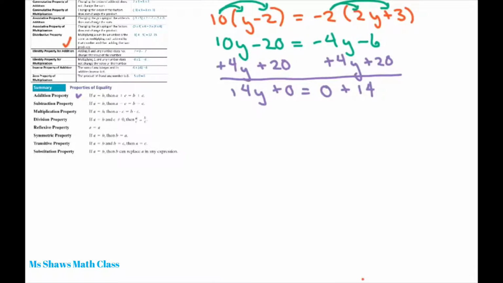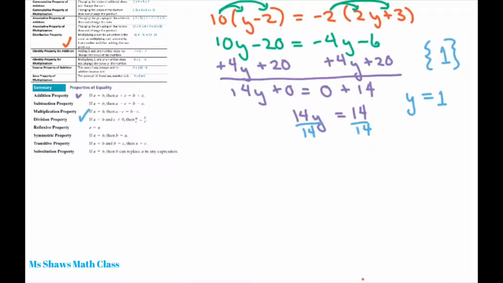So what we end up getting is 14y equals 14, and we use our division property and divide both sides by 14, and that gives us both ones. 1 times y is just y, so we get y equals 1. Our solution set is just 1.